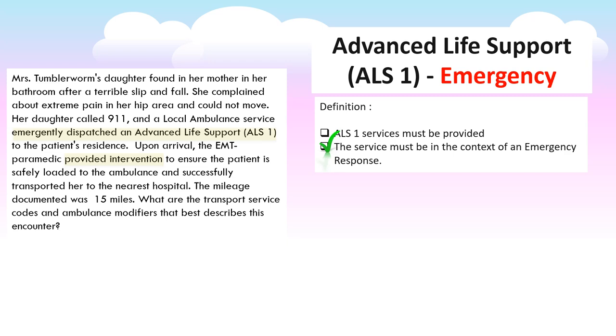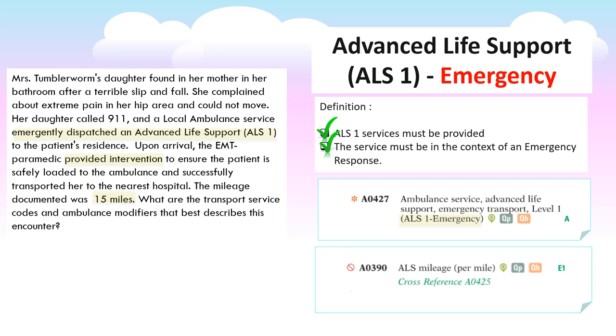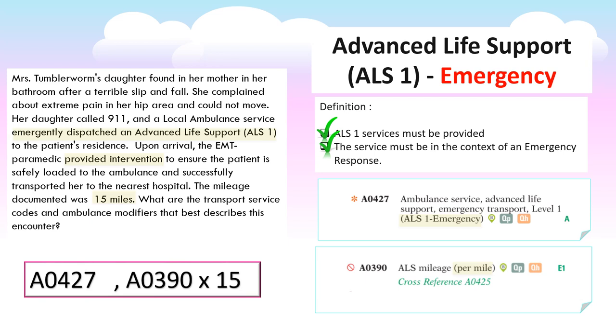And the service must be in the context of an emergency response, which indeed happened, because when the daughter called 911, the local ambulance service after the assessment dispatched emergently. Okay, so we fulfilled our provisions, so therefore we can use this code A0427, ambulance service advanced life support emergency transport level 1, ALS-1 emergency. All right. All good on this one? Perfect. Now let's go ahead and code our mileage, of course. Because this is an ALS-1 ground transport, we do have a mileage code for that, which would be A0390, and this goes per mile. So altogether, our code should look like this: A0427 and A0390 times 15. Okay, those are your codes for the ambulance services.